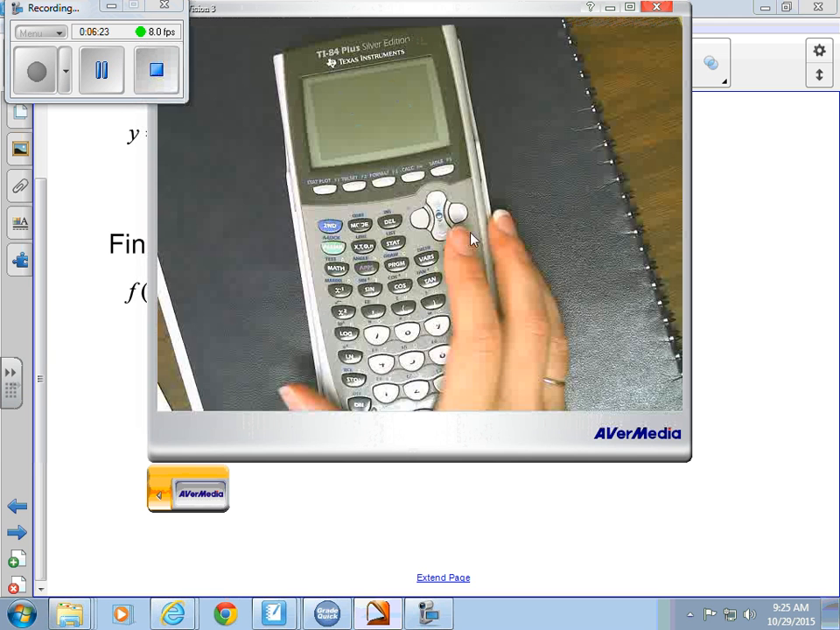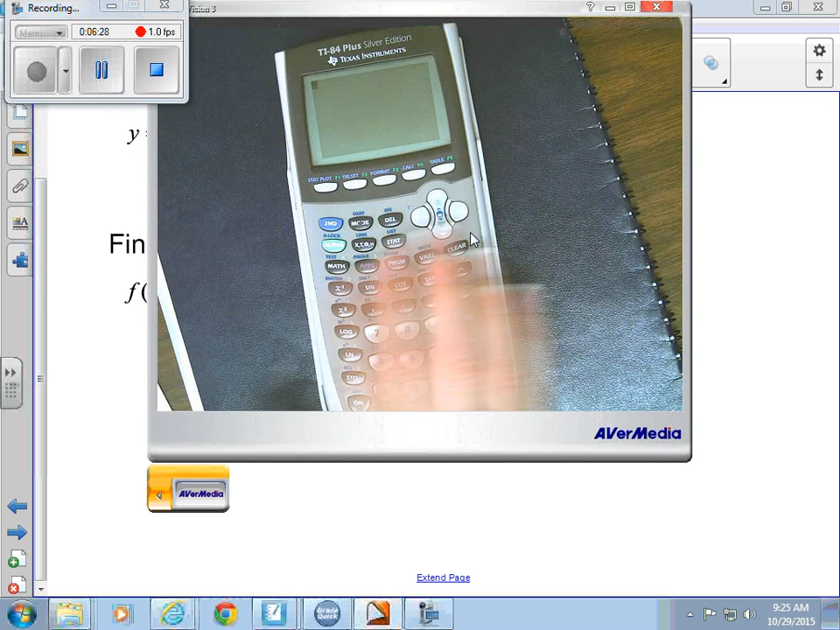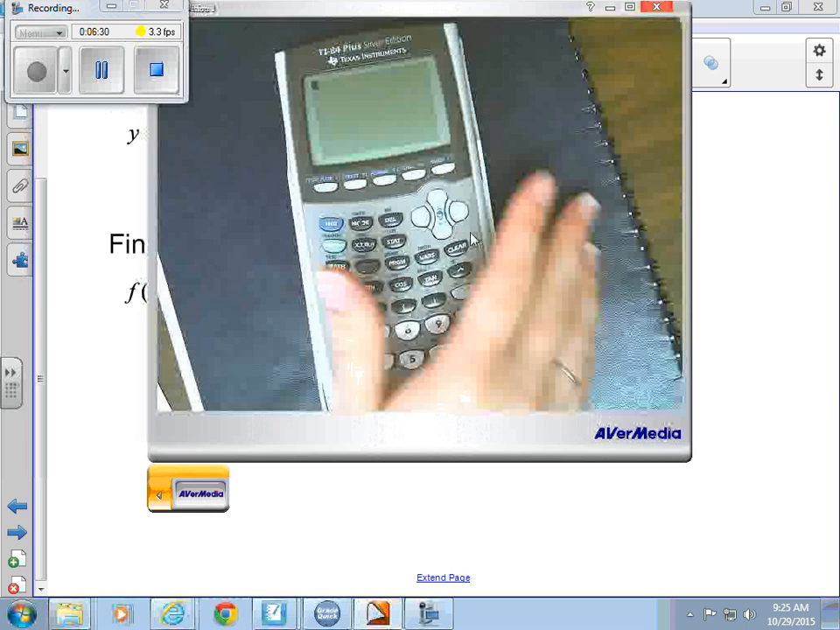There are 2 ways you can do it. I'm going to show you both ways. One is in your home screen. I actually don't think I need to show you that. You can type in your home screen. You're pretty good at that.